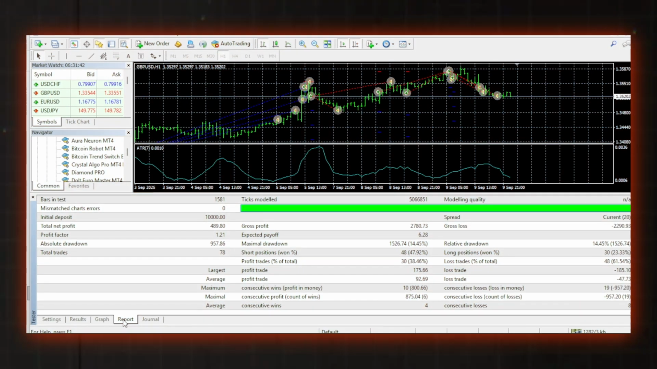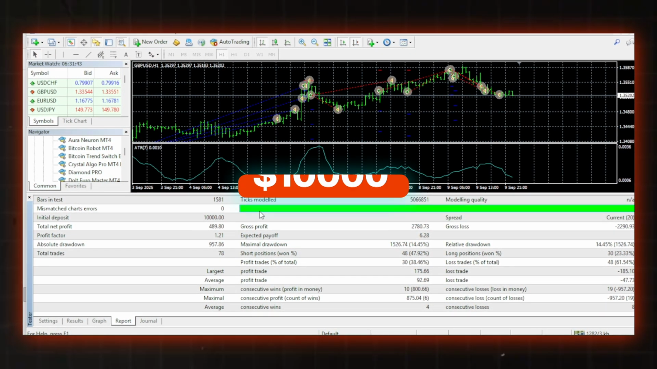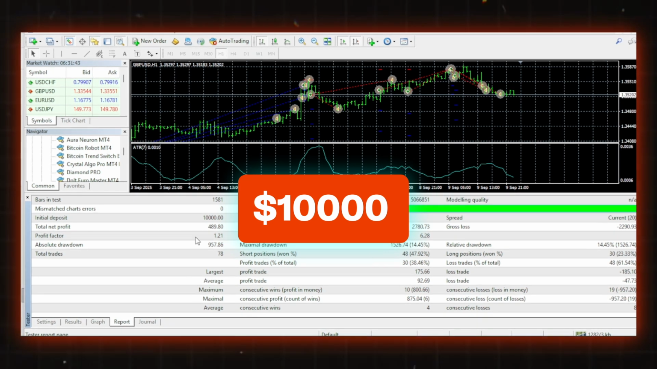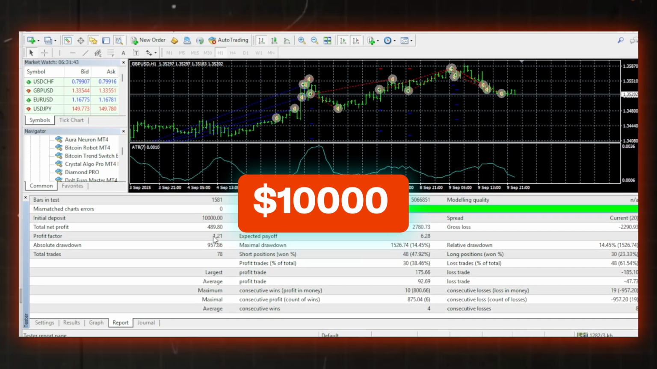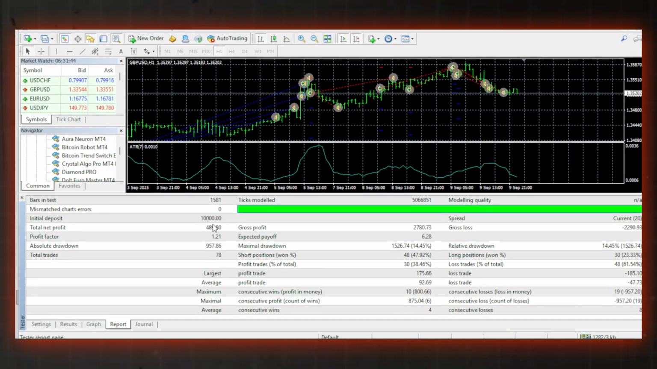In backtesting, it delivered a $489 net profit from a $10,000 balance, a profit factor of 1.21, and drawdown under 15%. Stable and low-risk performance.